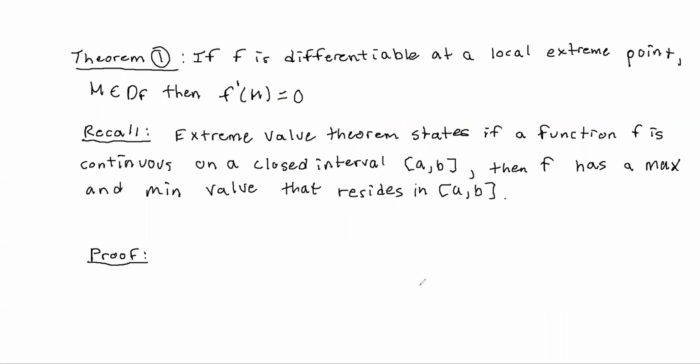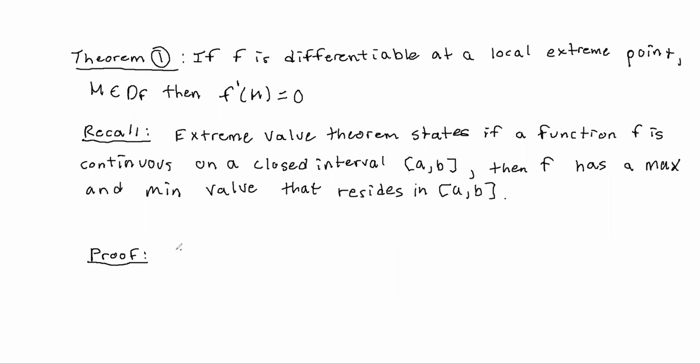Theorem 1 states, if f is differentiable at a local extreme point, I'm going to call it mu, in D sub f, which is the domain of f, then f prime of mu must equal 0. First recall the extreme value theorem, which states if a function f is continuous on a closed interval a to b, then f has a maximum and minimum value that resides in the interval a to b. And then the proof goes as follows.